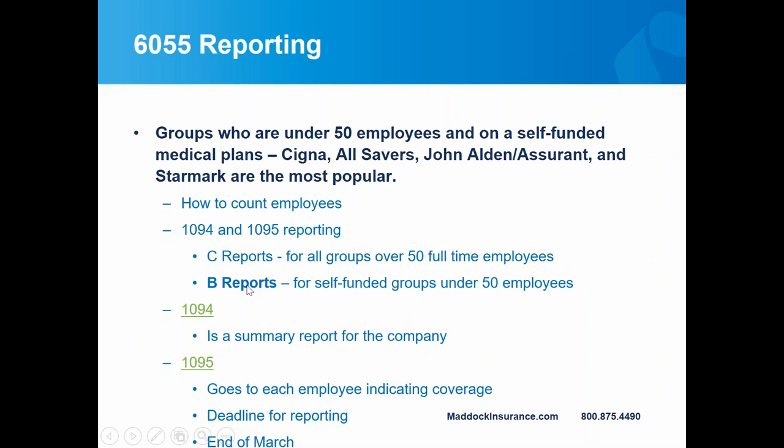The nice thing about the B reports is they're a little easier than the C reports. Essentially, the B reports are basically just telling the employee and the government which months they had coverage through your plan. You don't get into cost or affordability or any of that. You're just telling the IRS and the employee which months of the year they had coverage on your plan.